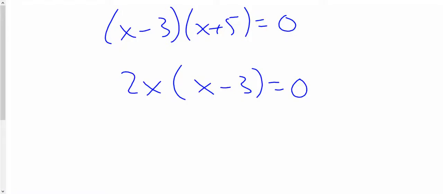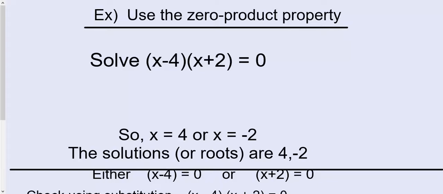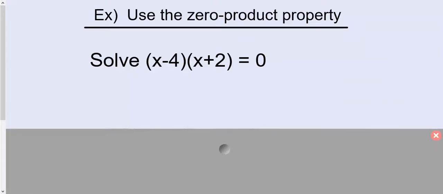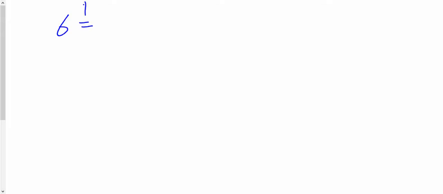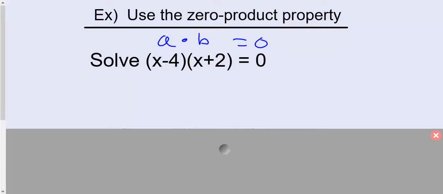All right. So use the zero product property to solve this equation here. What do we have going on? Either this is our A right here times B equals 0. These are called factors. A factor is one number. Let's talk about this first. Factors of 6: 3 times 2. Those are two factors of 6. 3 times 2 equals 6. It's the two parts that multiply to the number. So these are the factors.